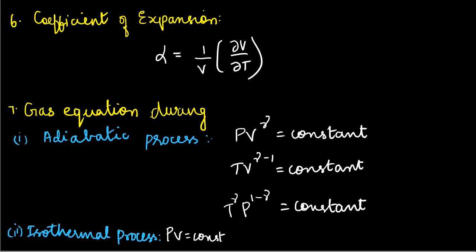And yes, you have to remember for the adiabatic process, here PV to the power gamma is equal to constant, TV to the power gamma minus 1 is equal to constant, T to the power gamma P to the power 1 minus gamma is equal to constant, given, right? So in the question, if you have any question on an adiabatic process, just see what is given in the question. If P and V are given, you'll have to use the first formula. If T and V, then you'll use the second formula, and if T and P are given, then you'll have to use the third formula. Okay, it is up to you how you use the formulas in the question given.